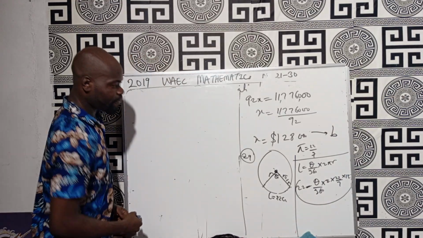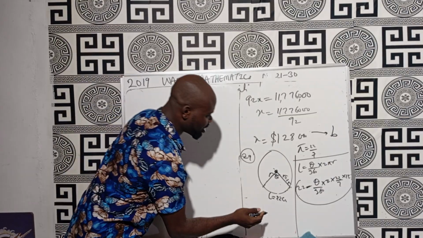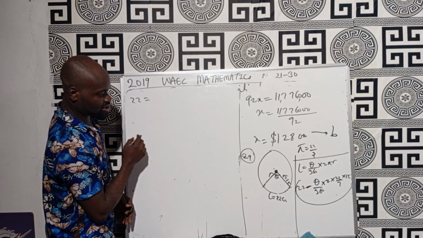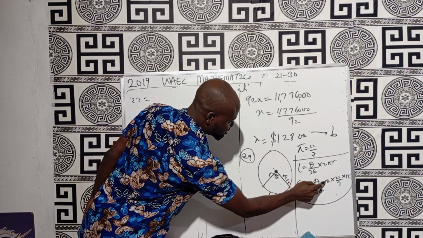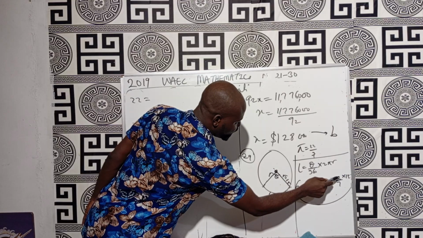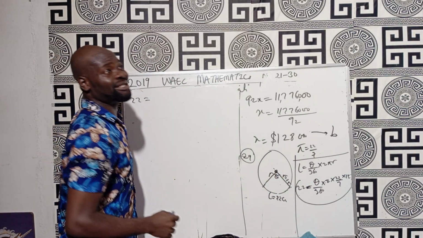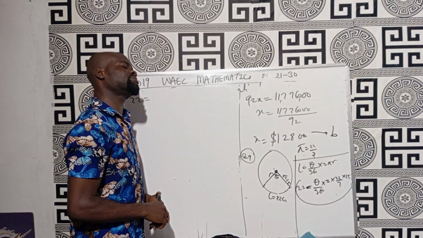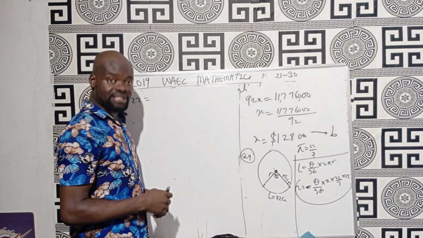Let's see. So how do we solve that? We have 22 equals to what? Multiply all this. Theta times 22, so 2 times this, that's 44. 44 times 15, that's what? Is that not 660? 44 times 15 is what? 44, 600, that's 60, yes, 660.